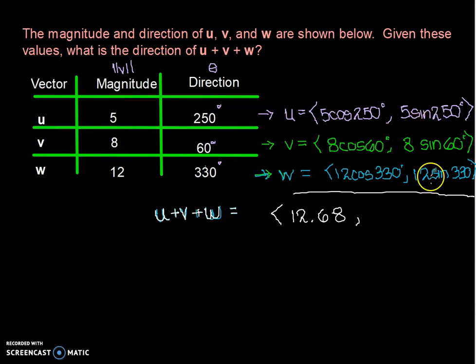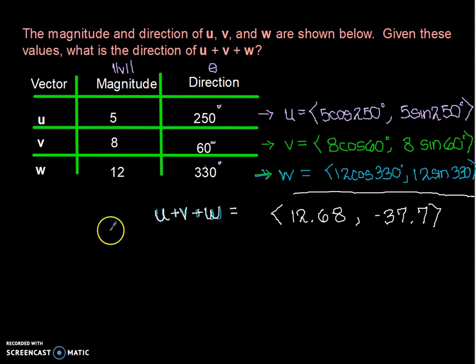From here, do the same thing calculating the y's. Just make sure you put parentheses around each y value and then add them up, and that should give you negative 37.7. So this is my sum. This is the sum of the vectors. It's asking for the direction though.